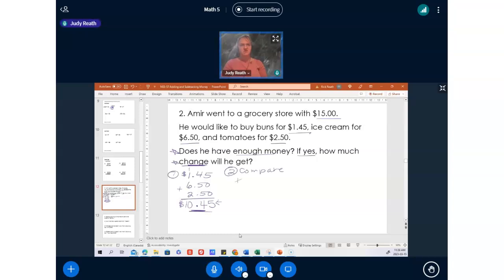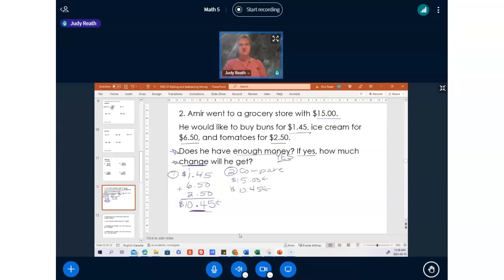And we're going to compare $15 and $10.45. He has $15. He wants to spend $10.45. Does he have enough money? Yes, because he has more money than what he wants to spend. So our answer for this one is yes.